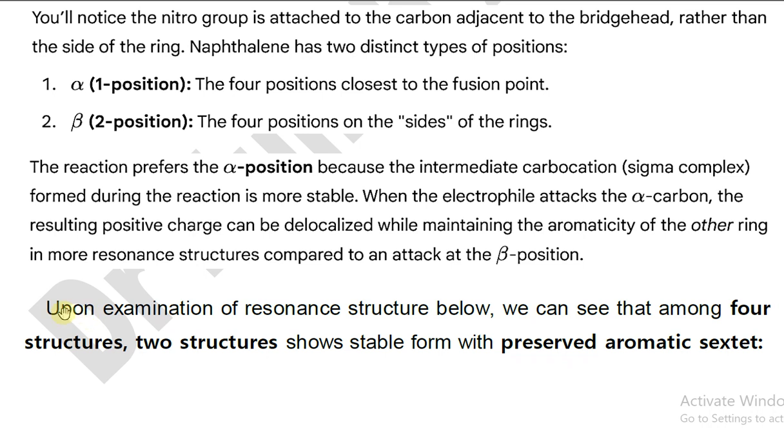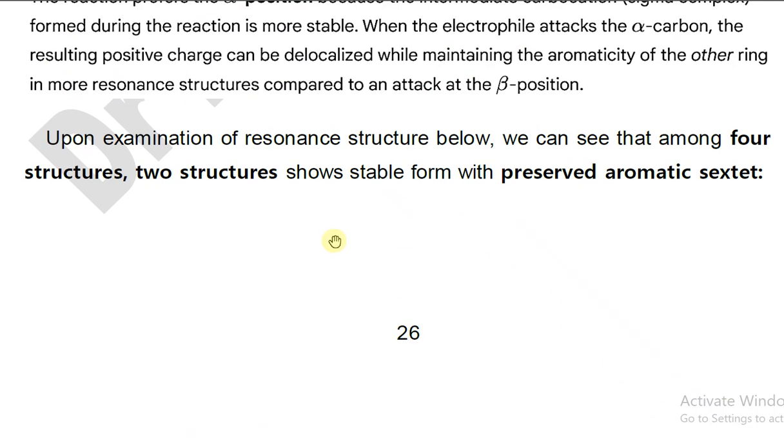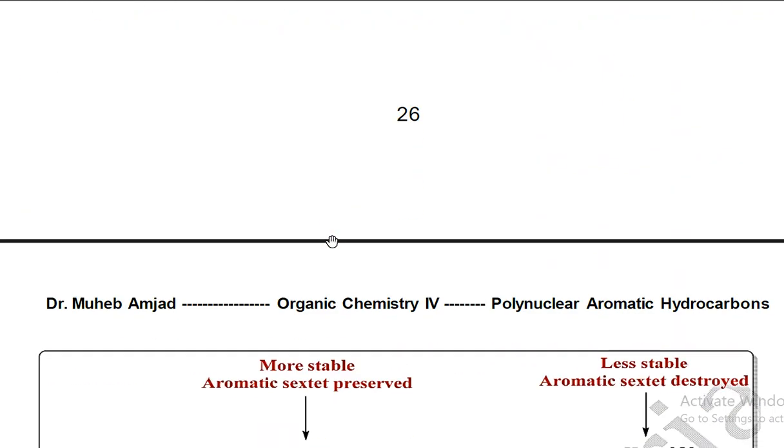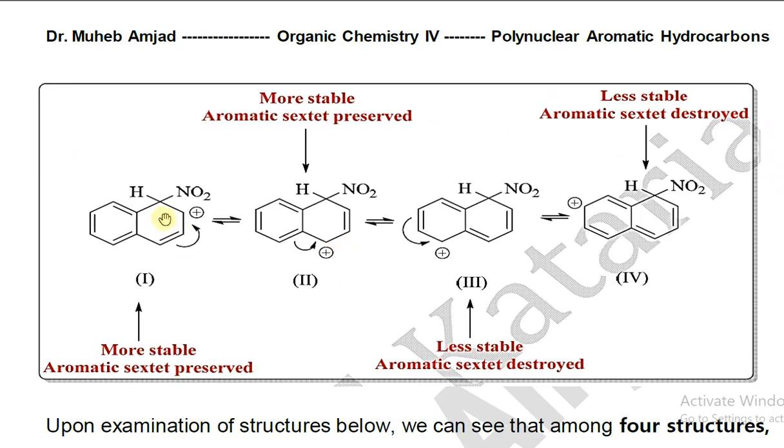Upon examination of the resonance structures below, we can see that among 4 structures, 2 structures show a stable form with preserved aromaticity. More explanation here. In this structure, one aromatic ring of the naphthalene attacks the electrophile at the alpha position, and the carbocation, the positive charge, will appear at the beta position.